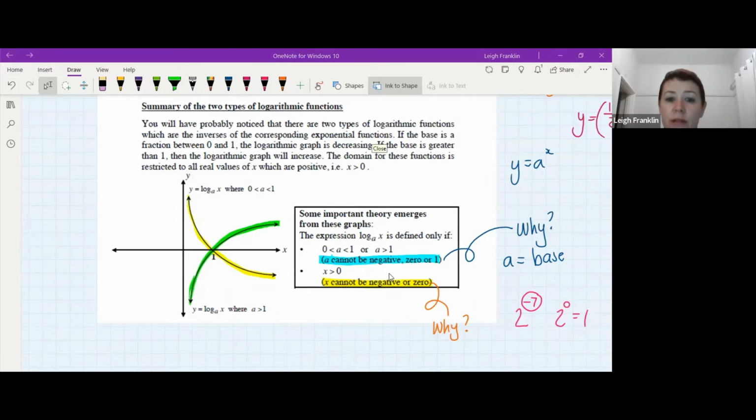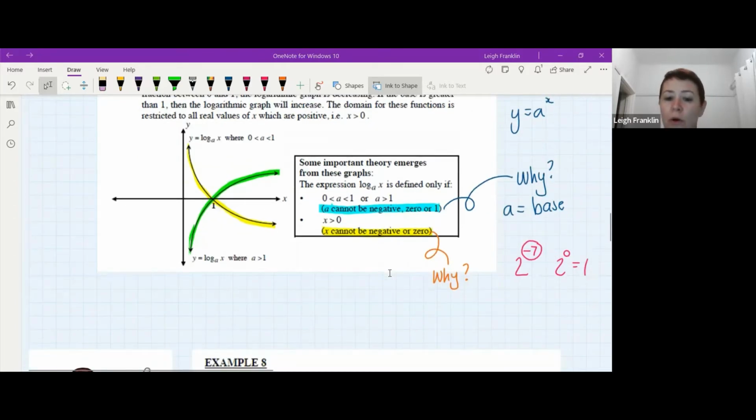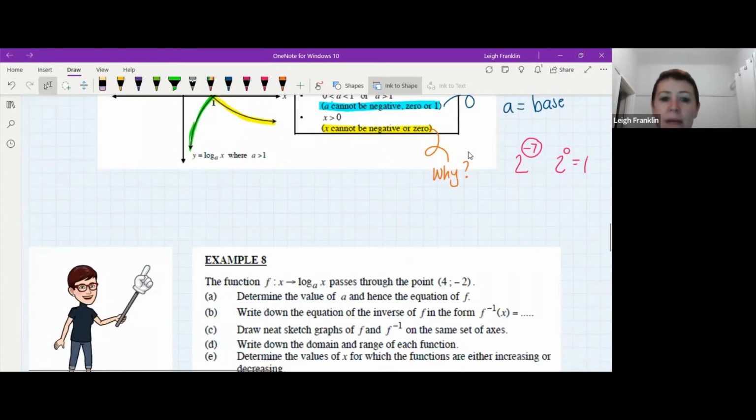Correct. Okay, so that's because a is the base. Why does it have to be not 0 or 1? I think I've explained that. I'm not going to write it. Okay, is everybody happy with that? Let's jump in and do an example now.